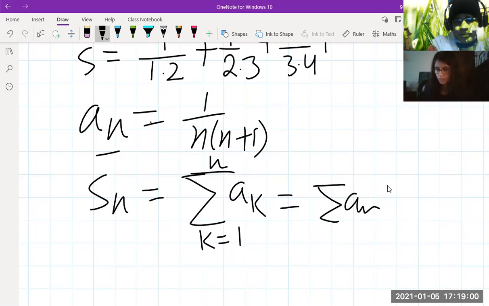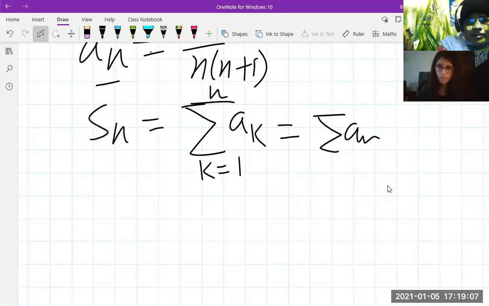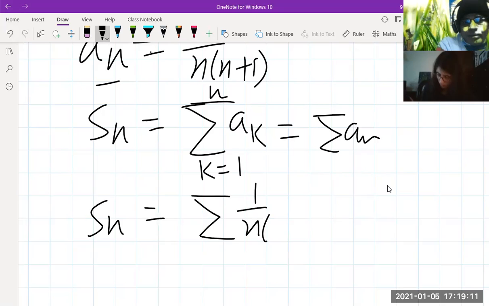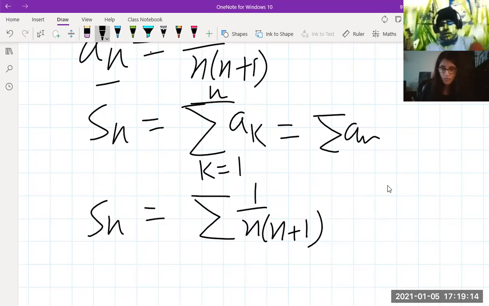Okay. So what we do, we can write it as Sn equals to sigma 1 upon n into n plus 1. Are you aware of the notation sigma? Yes, sir. I'm aware of it, but I'm not that comfortable with it. This is the symbol, okay. Sigma is used for summation basically, sum of a certain number of terms.